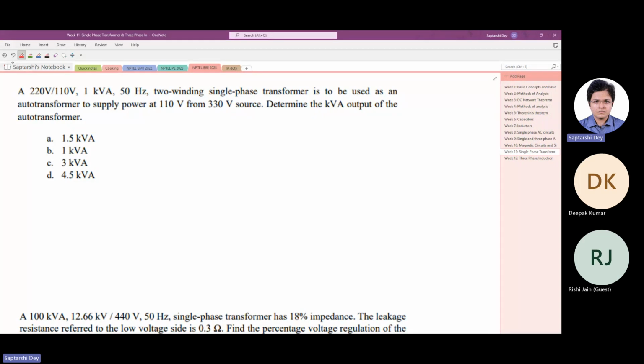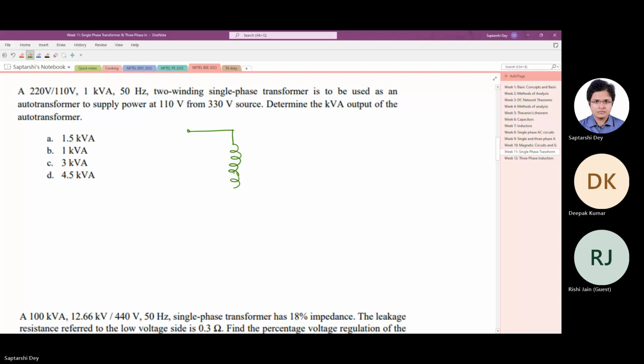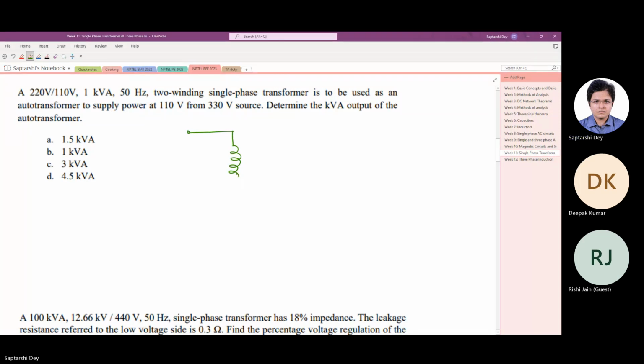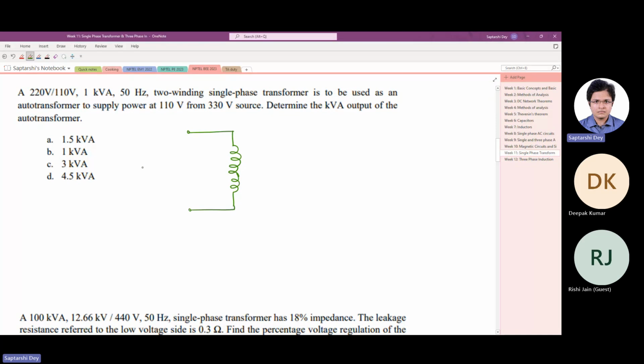So let us first draw the transformer how it was before we connected it as an auto transformer. It was a simple 220 volt to 110 volt transformer. It was like this. Say this is the 220 volt side, or I will write it there.